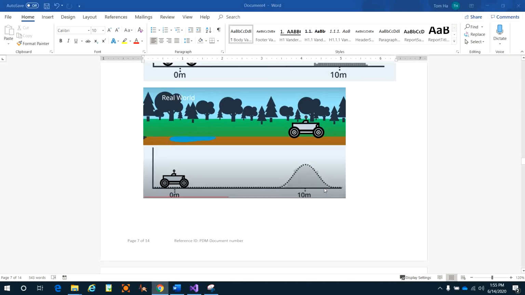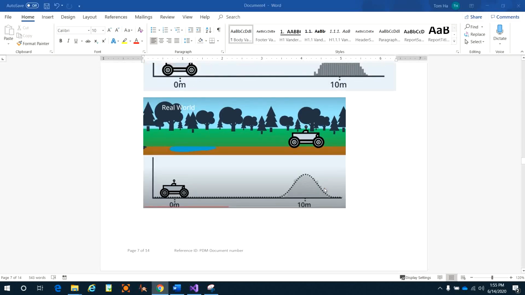In some environments, a really good environment, for example a factory with no windows or a really good floor, maybe the curve right here is narrow. In another environment with a lot of noise, the curve is big, the covariance is really big.